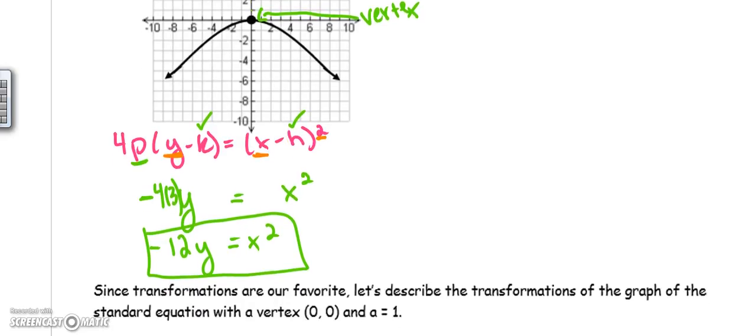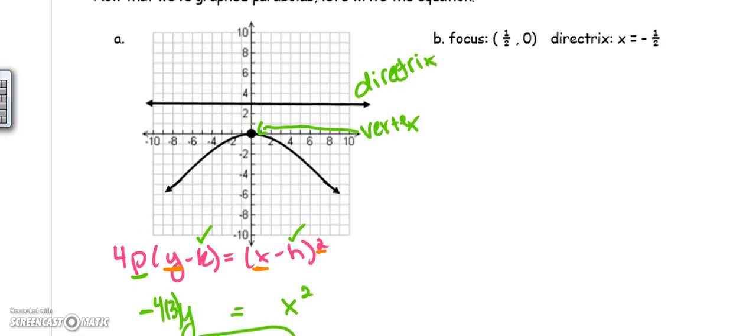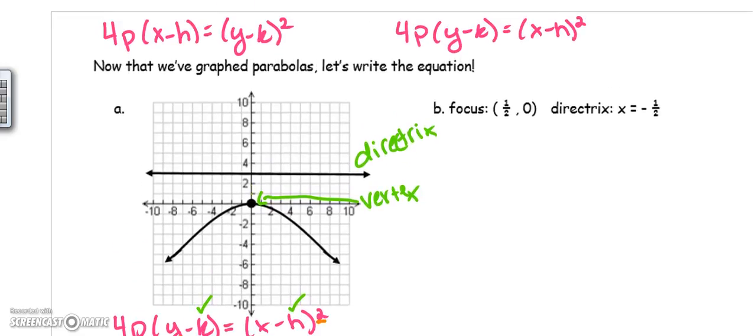Alright, so let's look at the second one, letter B. So this one doesn't have a graph, but looking at that, I'm like, wait, what? How do I know which direction this is going? I don't know what's going on. So the best thing you can do is start by sketching your own graph.